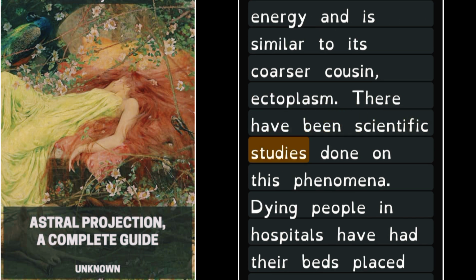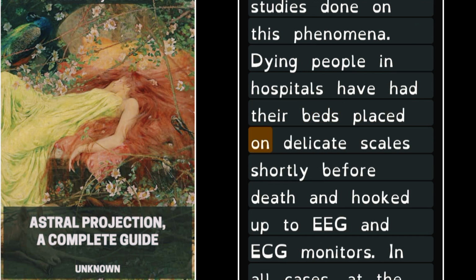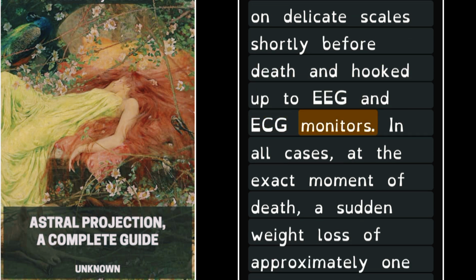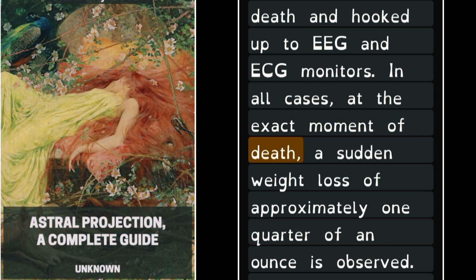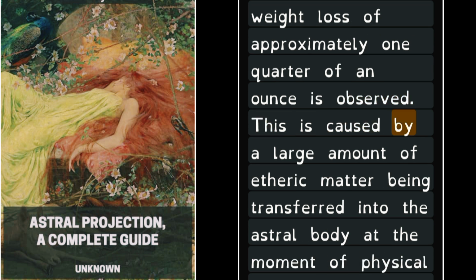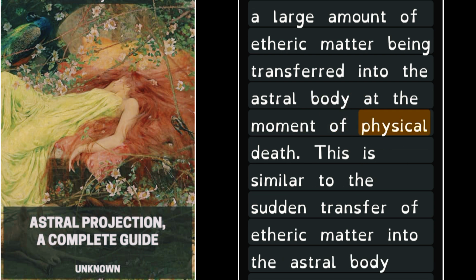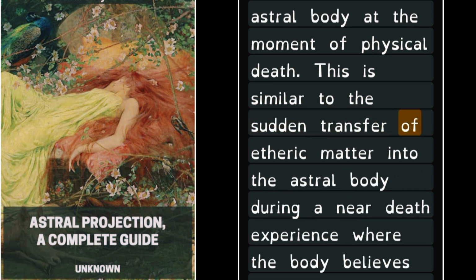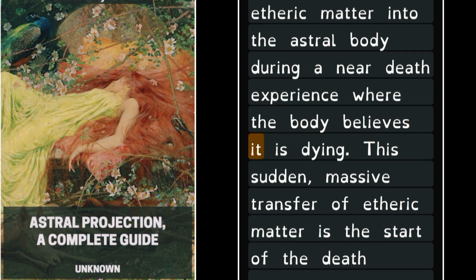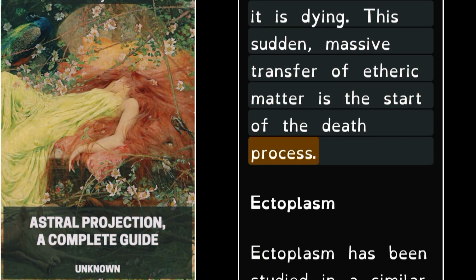There have been scientific studies done on this phenomenon. Dying people in hospitals have had their beds placed on delicate scales shortly before death and hooked up to EEG and ECG monitors. In all cases, at the exact moment of death, a sudden weight loss of approximately 1/4 of an ounce is observed. This is caused by a large amount of etheric matter being transferred into the astral body at the moment of physical death. This is similar to the sudden transfer of etheric matter into the astral body during a near-death experience where the body believes it is dying. This sudden, massive transfer of etheric matter is the start of the death process.